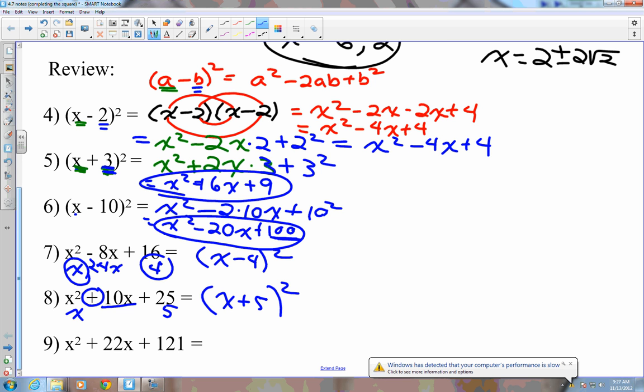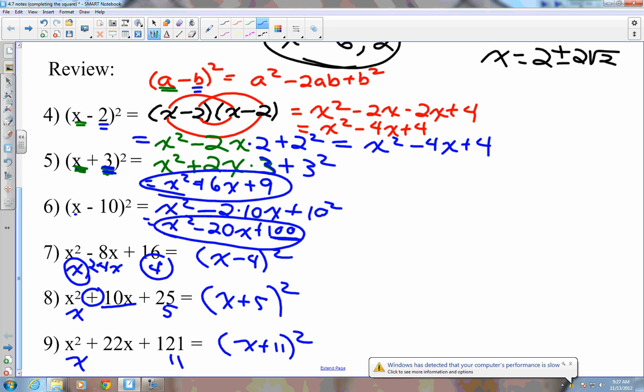Yeah. Okay. Last one of this type here. What's the square root of 121? What's the square root of x squared? x times 11 times 2, does that give me my middle term? 22. So it's x plus 11 squared.